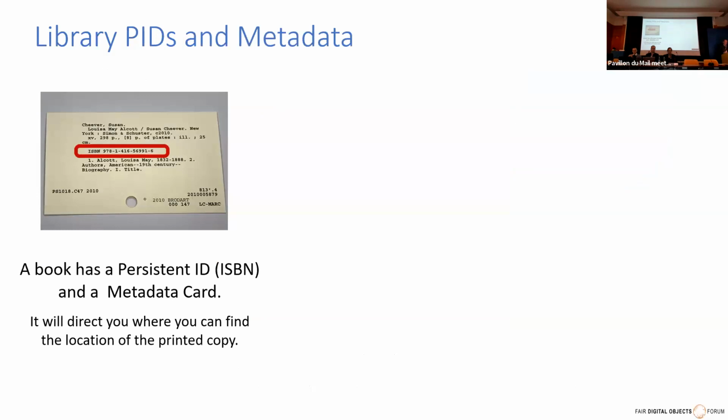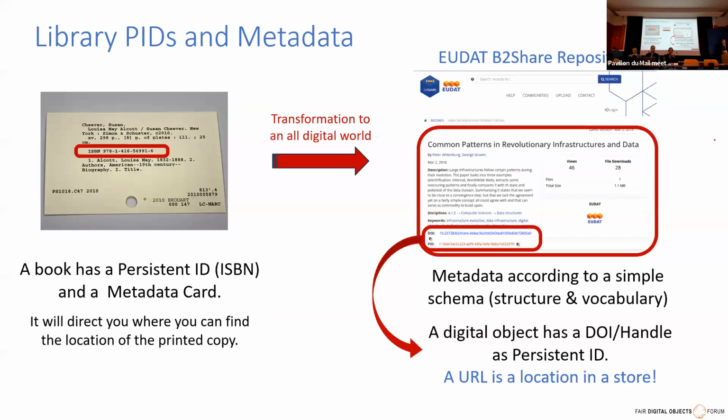Well, of course, you all know these small cards, which are now electronic, and there you have a stable part and a part which is changing from time to time when there's some reorganization in the library or so. And the stable part is, of course, the ISBN number and some metadata. Nothing new for us.